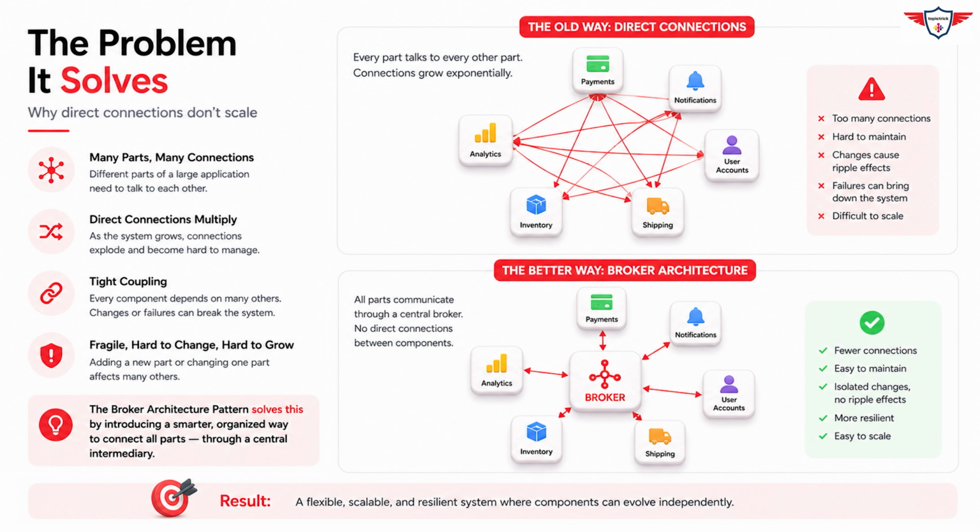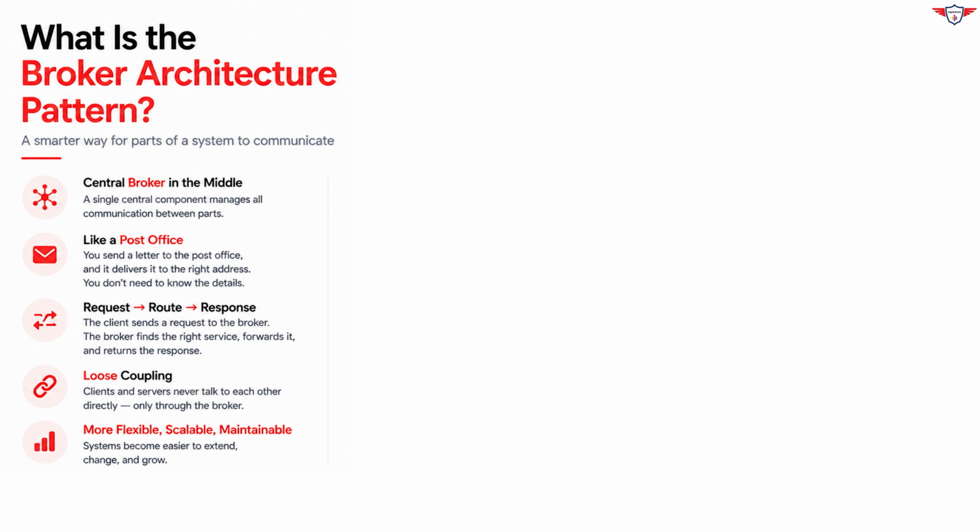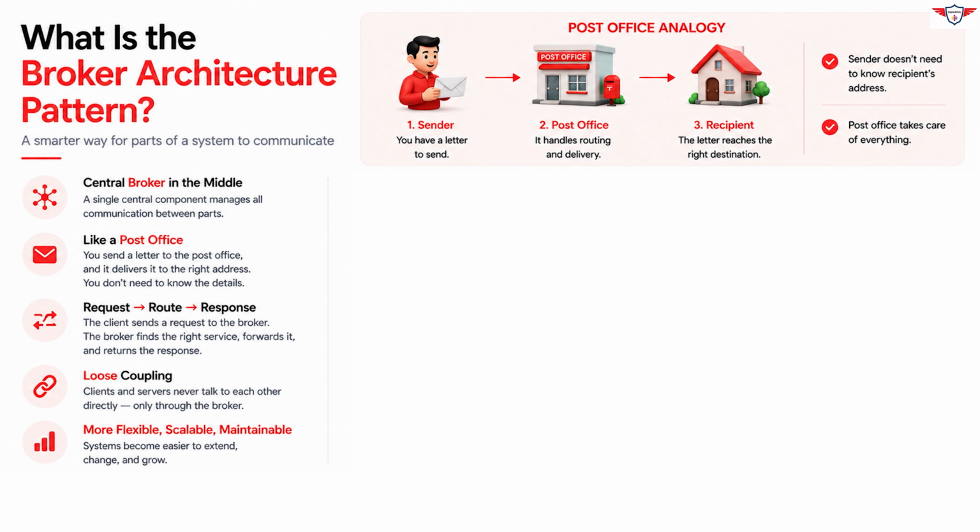The broker architecture pattern was designed specifically to solve this problem. It introduces a smarter, more organized way for all the parts of a system to communicate with each other without anyone needing to know who else is on the other side. The broker architecture pattern is a software design approach where a central component called the broker sits in the middle of all communication between different parts of a system. Instead of every part talking directly to every other part, all communication goes through this central broker.